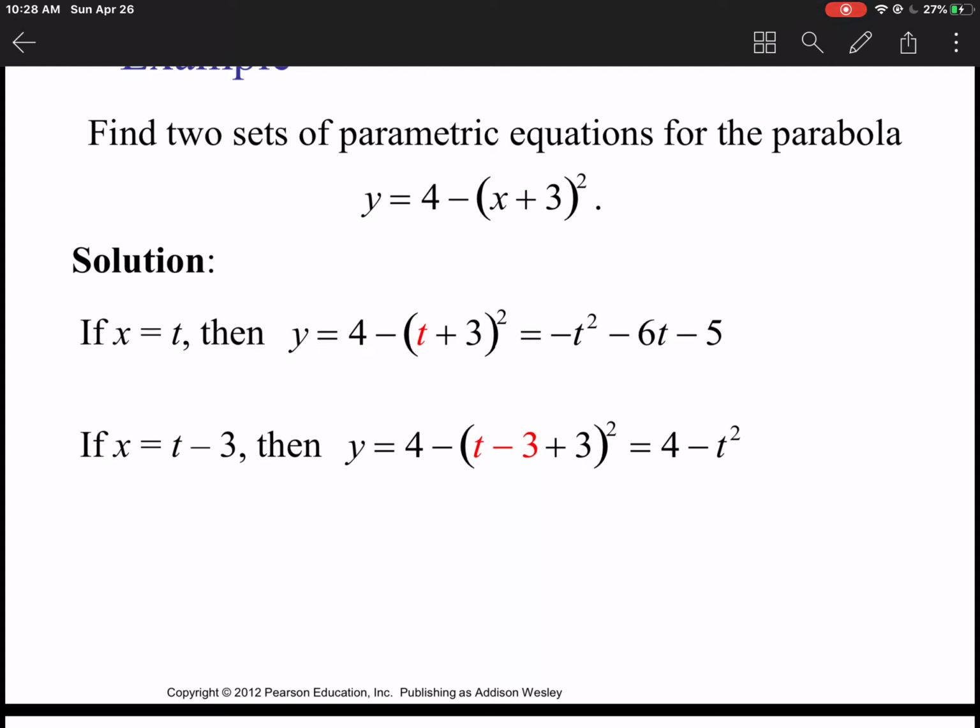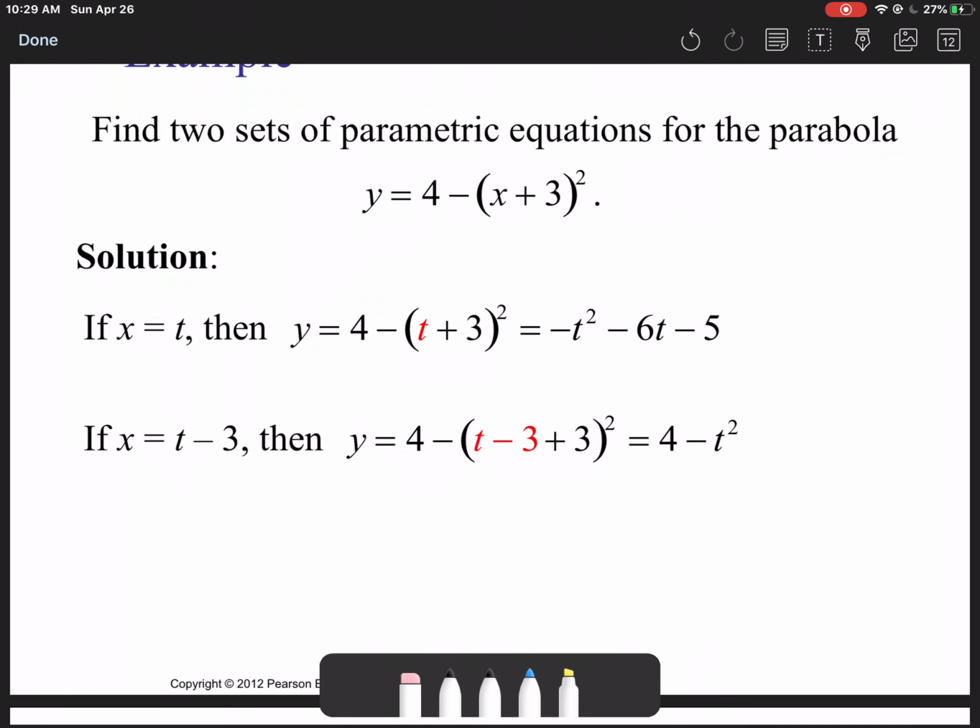In this case I'm starting with the equation y equals 4 minus (x plus 3) squared. One way that you can do it, and I call this the cheap way, is to simply replace x with t. If x equals t, then y would equal 4 minus (t plus 3) squared. That's the shortest way to do it. Just simply let x equal t. There's your first parametric equation.